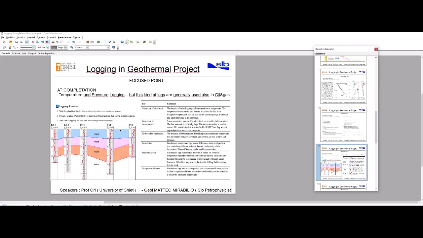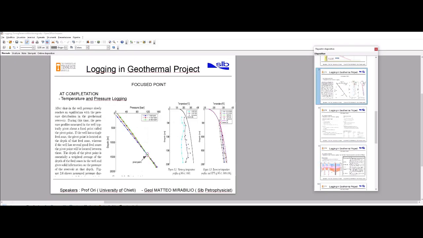Which would be the possible logging scenarios? In this case, we can have a static logging or shut-in. Static logging for the true geothermal gradient and the equilibrium analysis is the first that I show you.